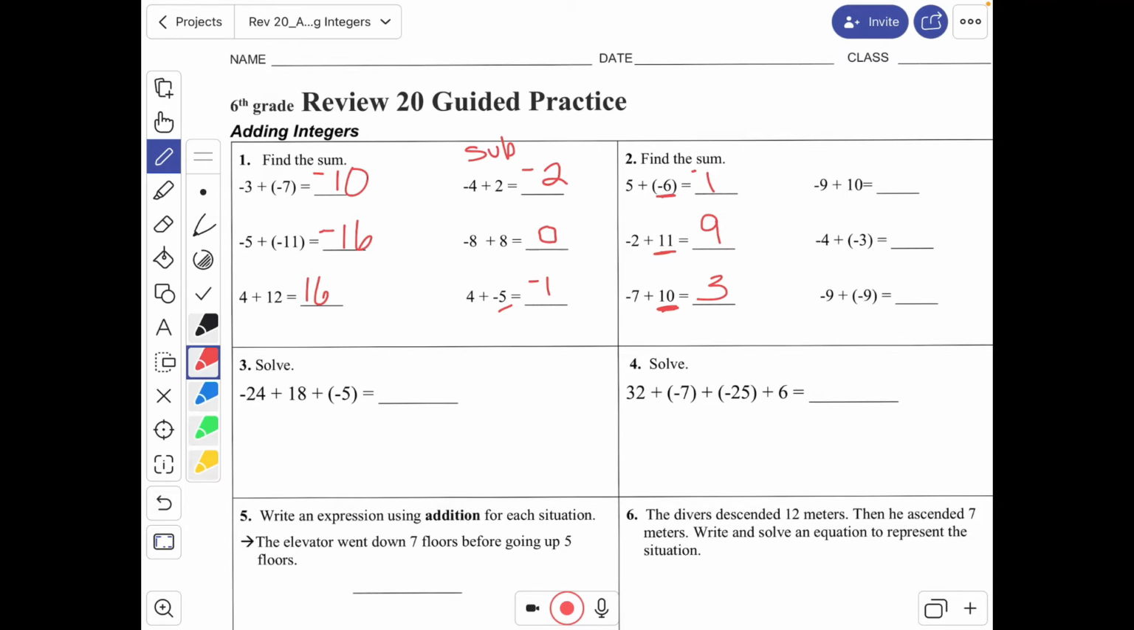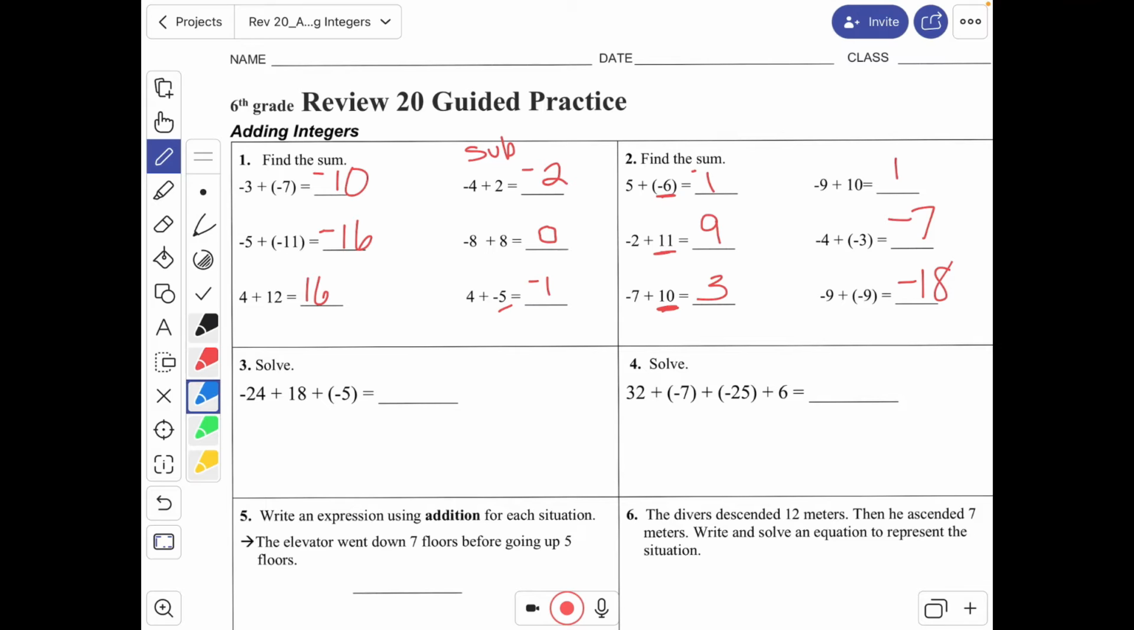Take just a moment and see if you can do that last column by yourself real quick. And then I'm going to put the answers up, and you can see if you got the correct answer. Hope you were able to get those correct.